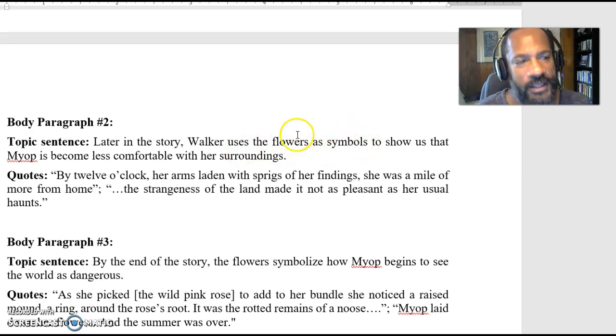Notice that I'm repeating that phrase, flowers as symbols. I'm talking about flowers as symbols. Sometimes students might feel like I'm just repeating myself, but I'm giving you something different here, because I'm saying later in the story, she uses flowers as symbols to show us that Mayap is becoming less comfortable with her surroundings.